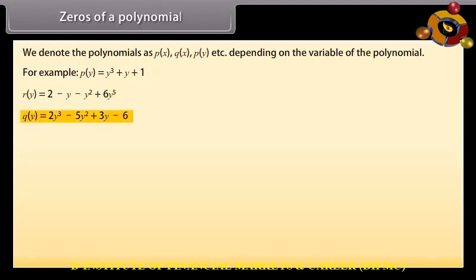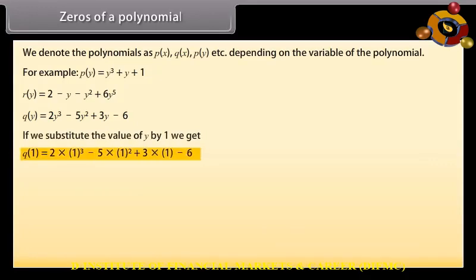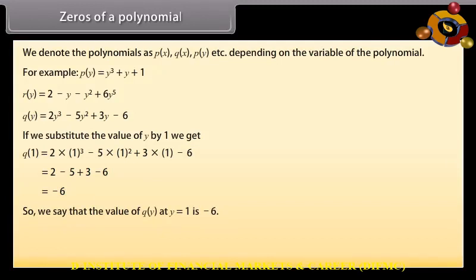q(y) is equal to 2y cubed minus 5y squared plus 3y minus 6. If we substitute the value of y by 1, we get q(1) is equal to 2 into 1 cubed minus 5 into 1 squared plus 3 into 1 minus 6, which is equal to 2 minus 5 plus 3 minus 6, which is minus 6. So we say that the value of q(y) at y is equal to 1 is minus 6.